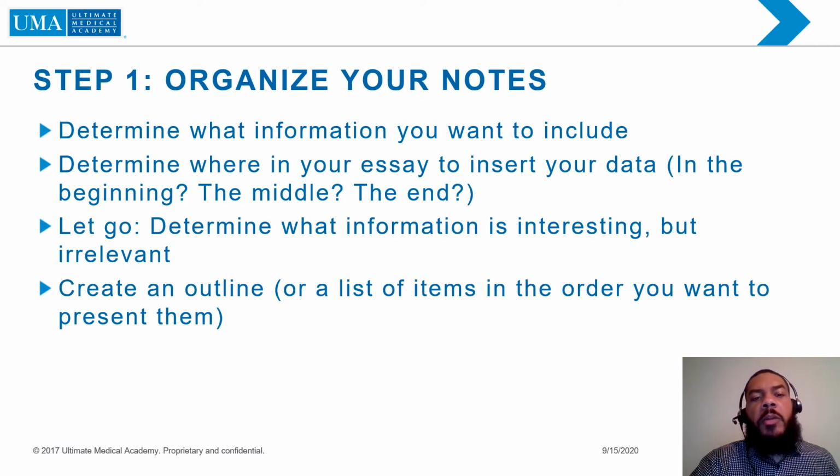Also, let go. Determine what information is interesting but irrelevant. So you want to have as much interesting information as possible, and you want to alleviate parts of your essay that are irrelevant, facts that don't need to be mentioned, that maybe can be implied or directly stated within your writing. Additionally, you want to create an outline for a list of items in the order you want to present them. So I suggest creating an outline and labeling your details and topic sentence and supporting facts in order. That way your paper can flow in the order in which you've completed your outline.